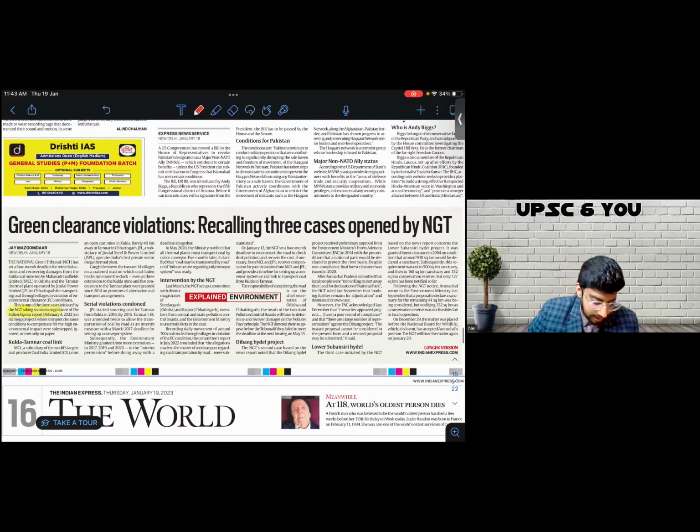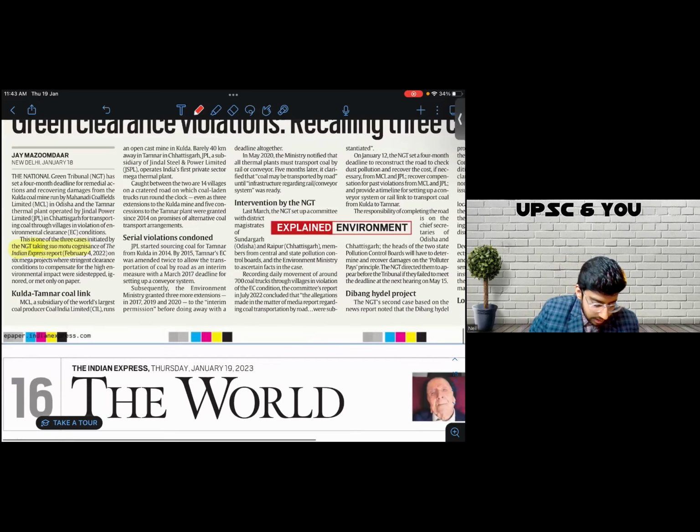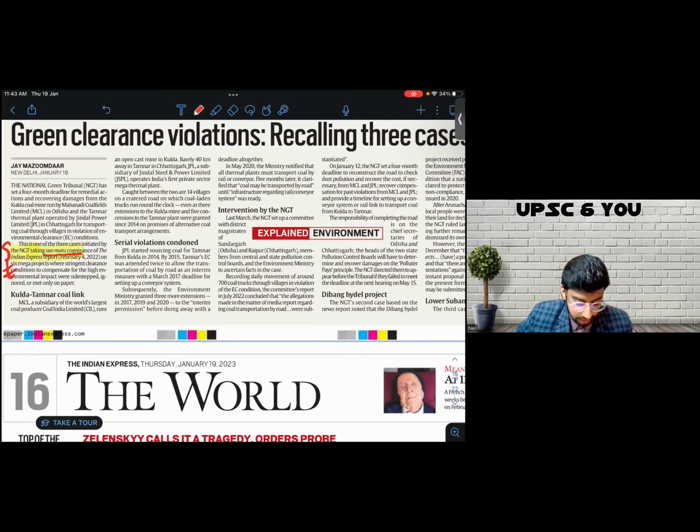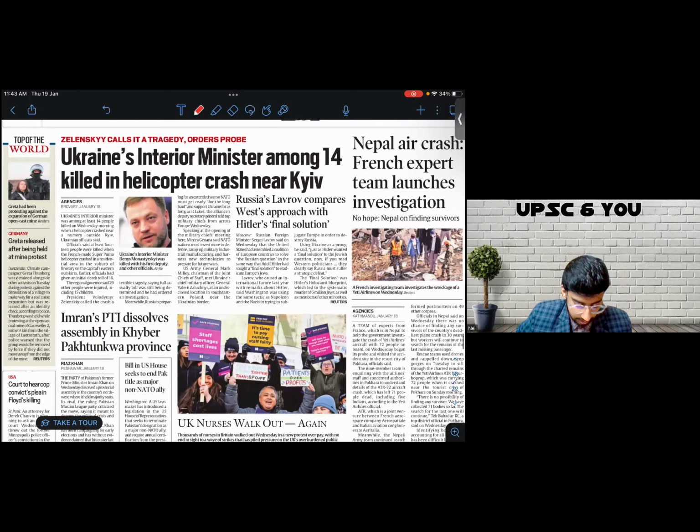I realize, I don't make a note of this, but I just read, I realize that NGT can take Suo Motu cognizance. That is all I learned from this article. So there's an option in prelims that says that NGT can take Suo Motu cognizance. That is correct. So I think that way you can brush up your concepts for prelims also by reading newspaper. Then the world section has nothing new.